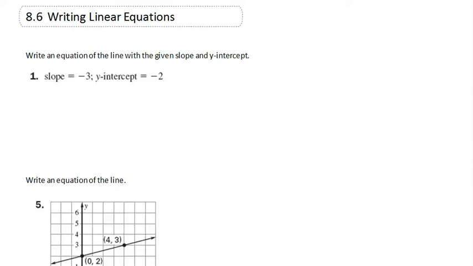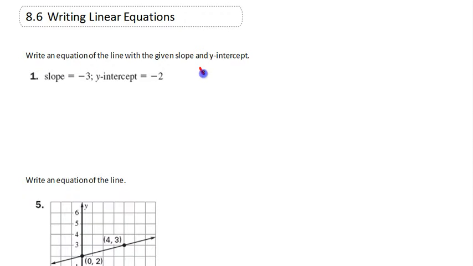Video 8.6, Writing Linear Equations. In this video, we're going to take our slope and our y-intercept. We're going to start with that, and we're going to write our own linear equations based on that information.